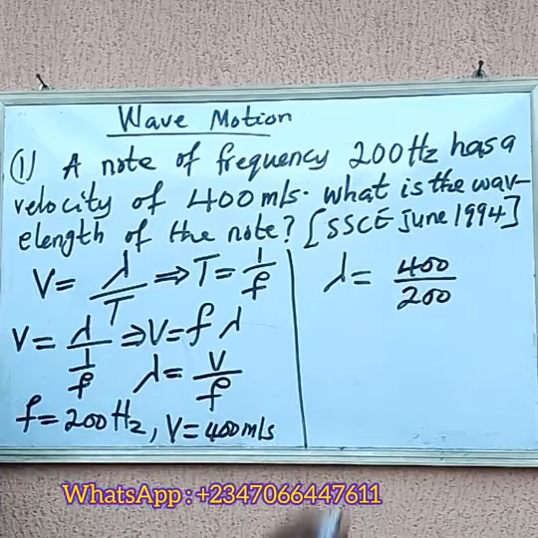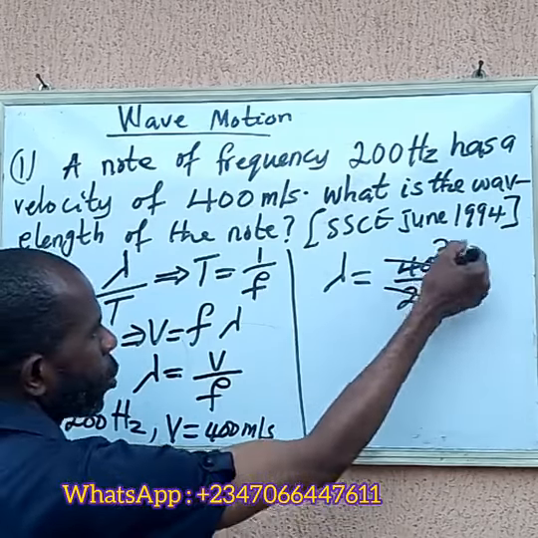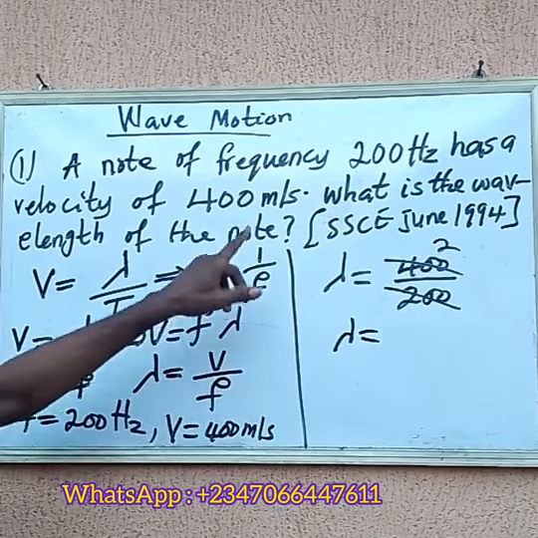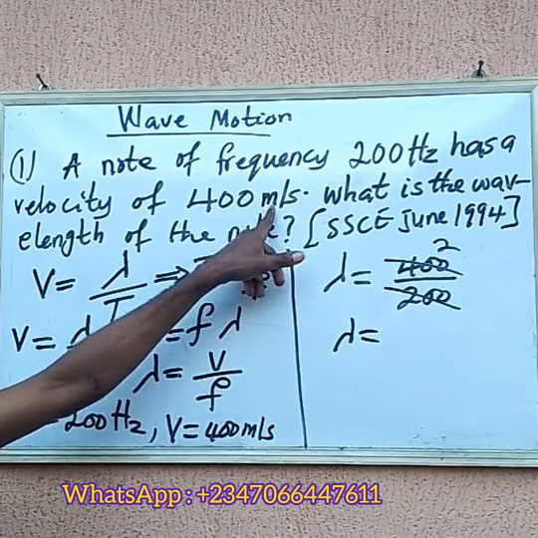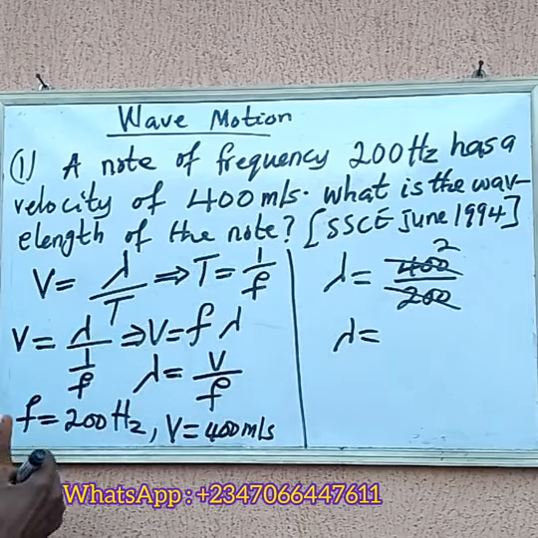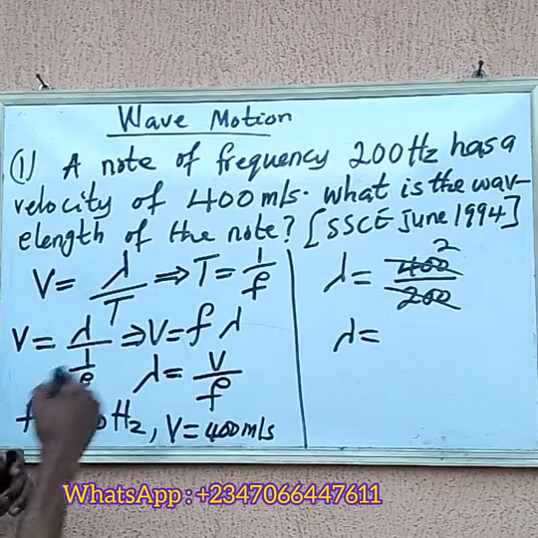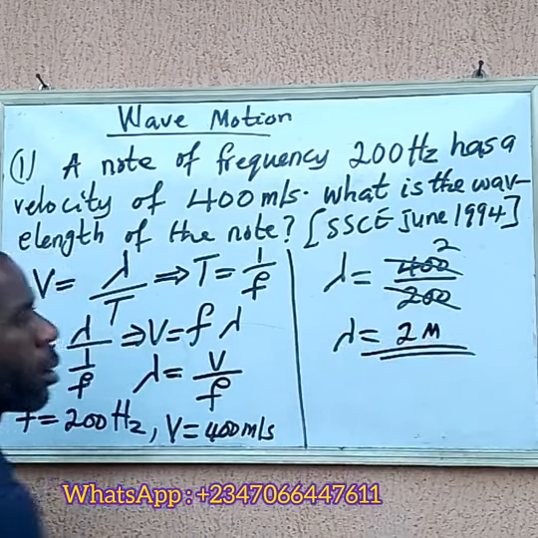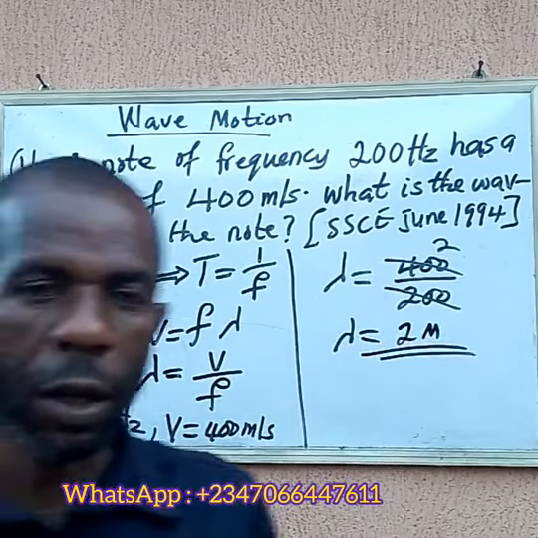So this is very easy. Just cancel out. That gives us 2. So your lambda is equal to, make sure you look at the unit. We are working with meters here, meters per second. If the question has to do with centimeters, we must convert to meters first. So this becomes 2 meters. That is the answer. This is very easy.